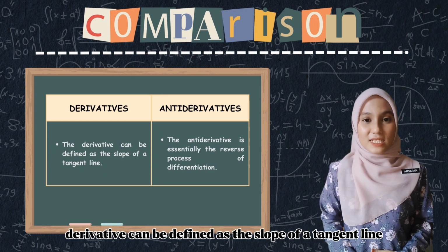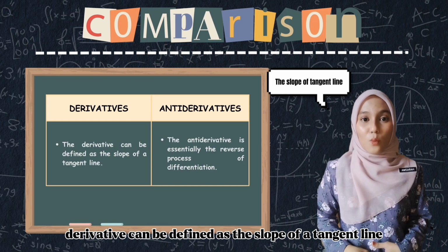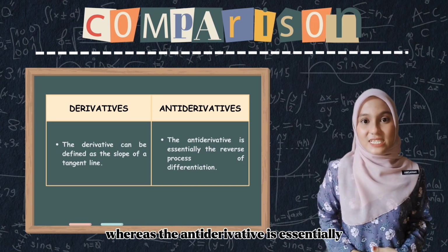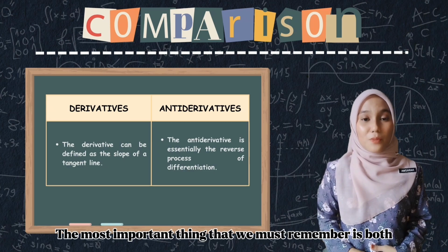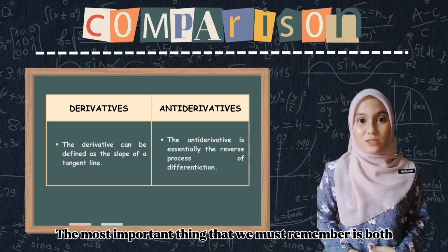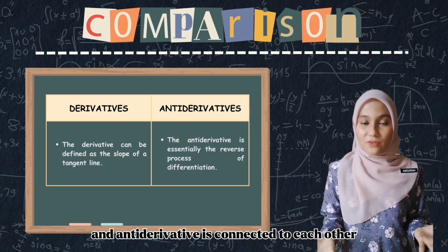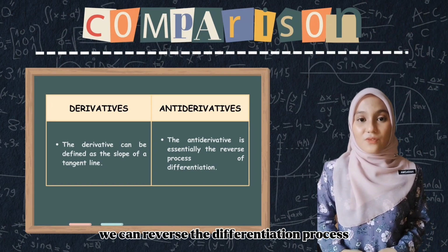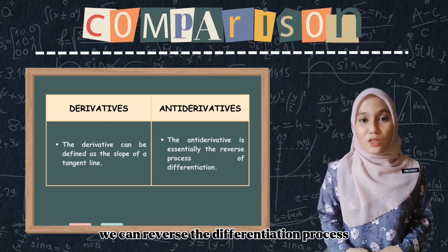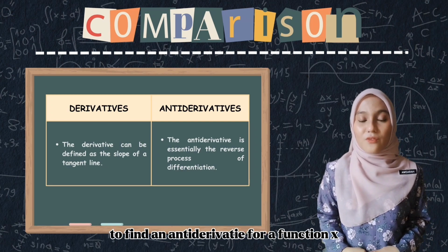Derivative can be defined as the slope of a tangent line, whereas the antiderivative is essentially the reverse process of differentiation. The most important thing that we must remember is both derivative and antiderivative are connected to each other. For example, we can reverse the differentiation process to find an antiderivative for a function f.